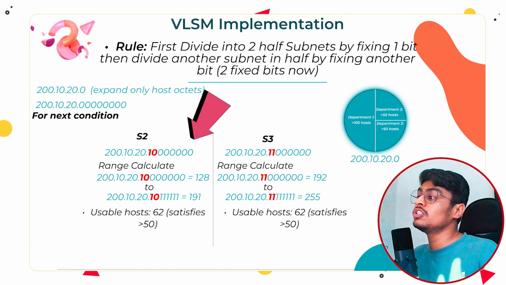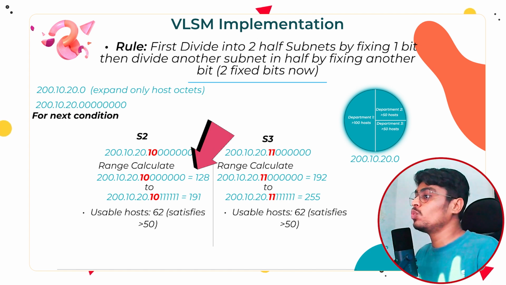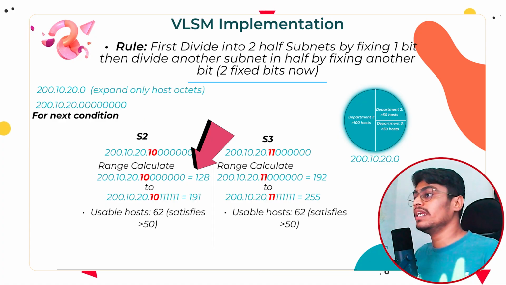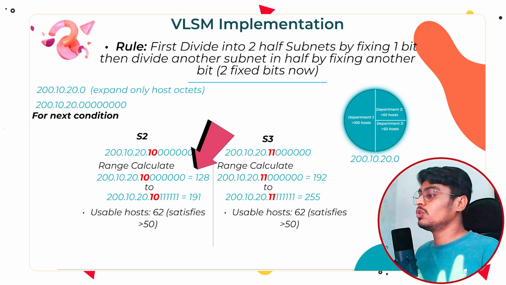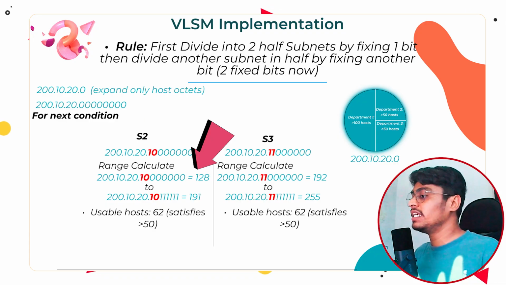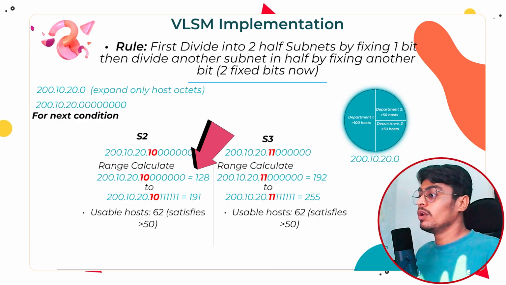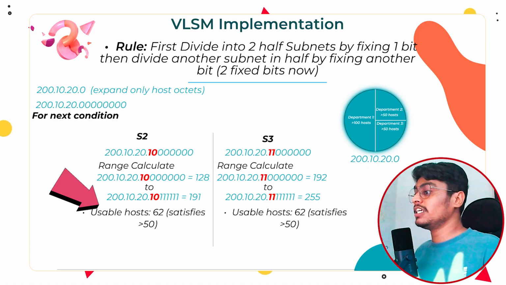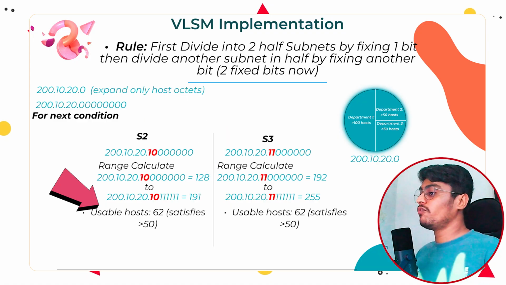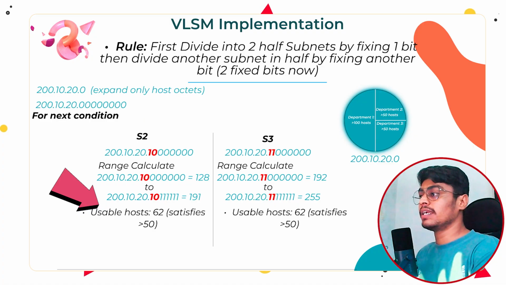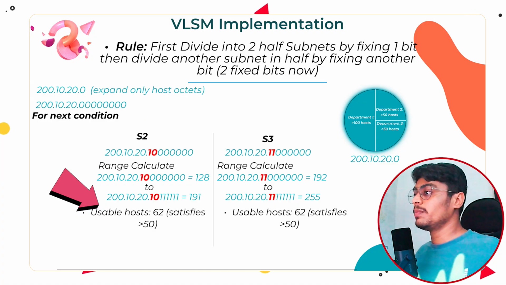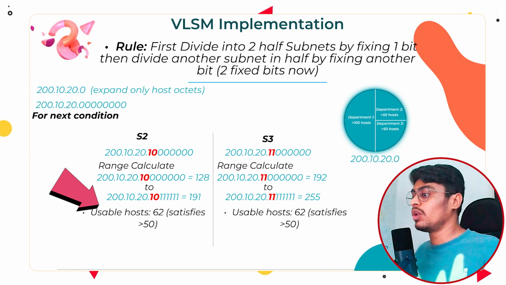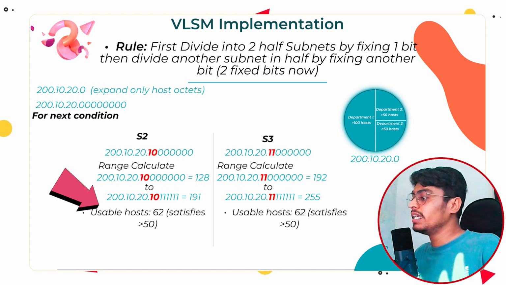Now what is the range of S2? S2 starting range is 200.10.20.128, 10 followed by 6 zeros. And what is the ending range of S2? 200.10.20.191, 10 followed by 6 ones. This is the range of S2. Now what are the usable addresses in S2? 62 addresses, 64 minus 2, because the first address is the network ID and the last address is the broadcast address. So usable S2 addresses are 62 only. The range is from 128 to 191 for S2.